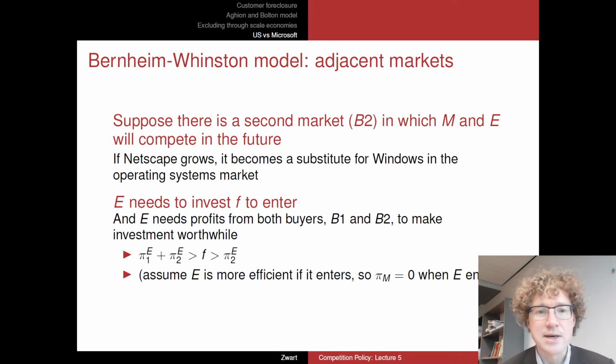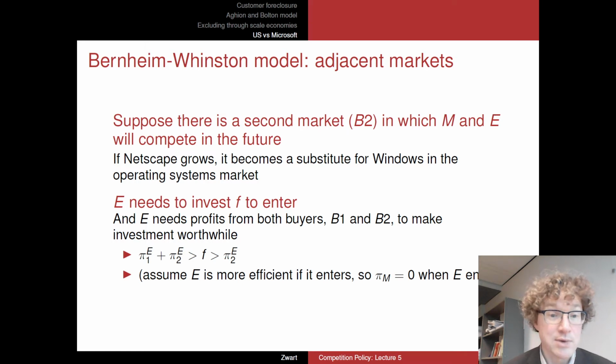Now, in order to get there, let's assume that this Netscape entrant, the E, needs to make some investments. So perhaps the incumbent already has this, but the entrant still needs to invest F to enter that and also the second market. And let's assume that for this entrant to be profitable in those markets, it needs both buyers in the end to sell to. So both B1 and B2, so for current system B1 and for the future system B2, will have to be won over in order to actually make this investment worthwhile.